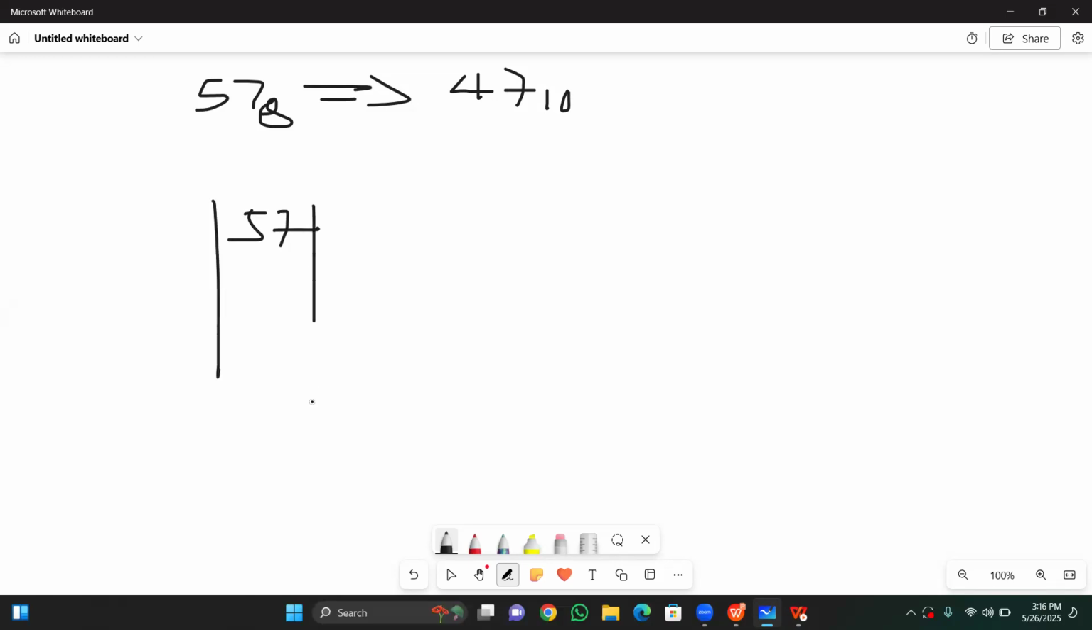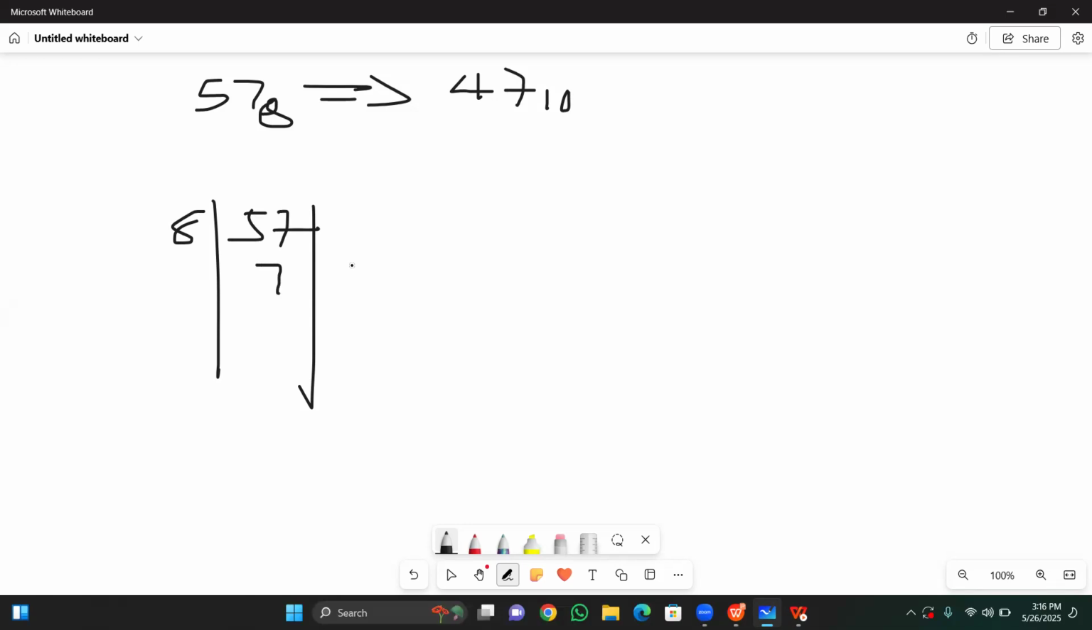We had 57 base 8 the other time in our slide. Sorry, this is base 8. We converted it to base 10 and got 47, remember? We got 47 base 10. So let's convert back. We are going to divide this 47 repeatedly by 8 and get the remainders. So 57 divided by 8, 56 will give us 7.